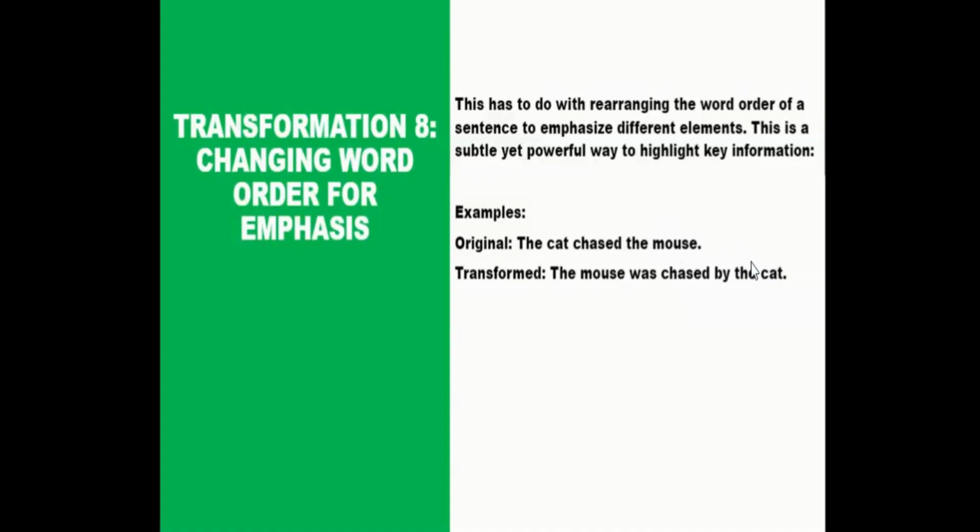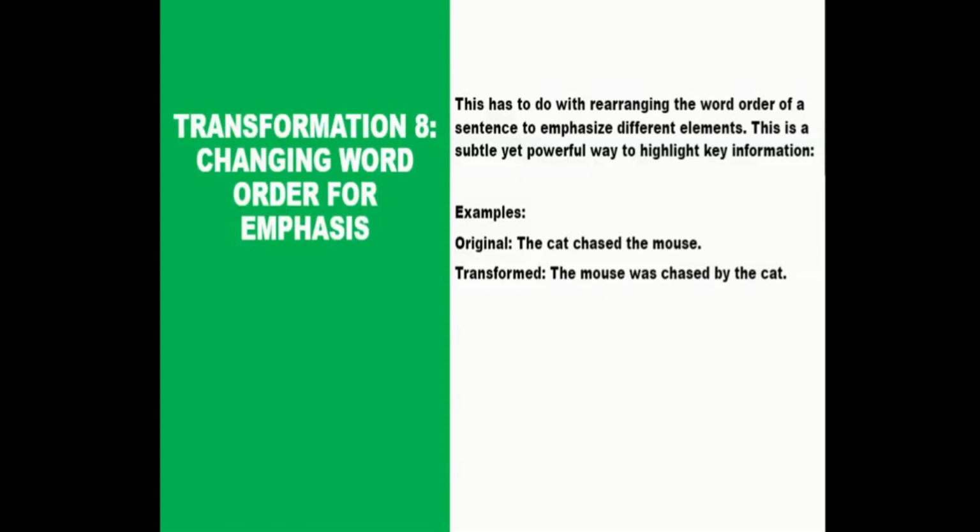So there is a change in word order, and this is done for emphasis, because in the first sentence, the emphasis is on the cat, which is the doer of the action. The cat chased the mouse. Our attention is focused on the action of the cat. But in the second sentence, our attention is focused on the mouse, which is the victim of the chasing. The mouse was chased by the cat. So when we rearrange the word order, we do that to emphasize a different element in the sentence.